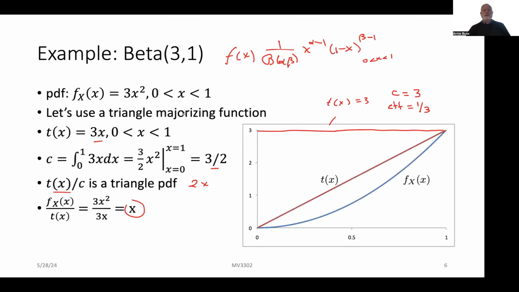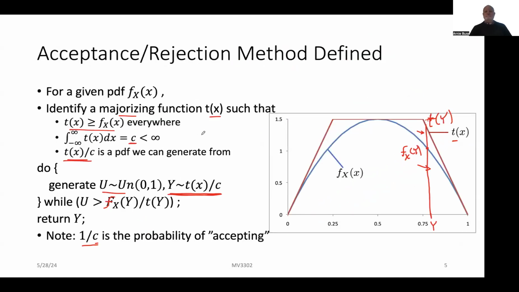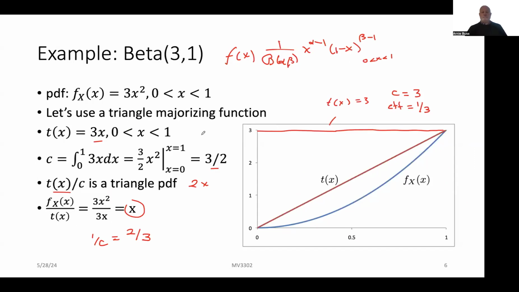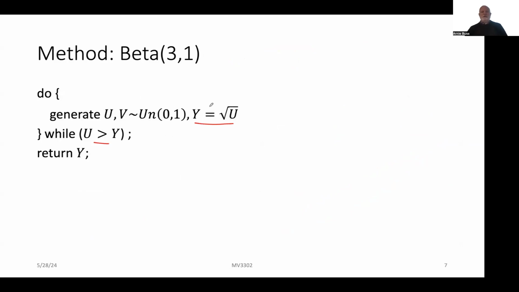And so the efficiency, what is the efficiency of this? Well, it's going to be 1 over c, which is 2/3. So just by doing this, we've kind of doubled our efficiency, which makes sense because the area of the triangle is 1/2 the area of the rectangle. So what this is, the triangle.